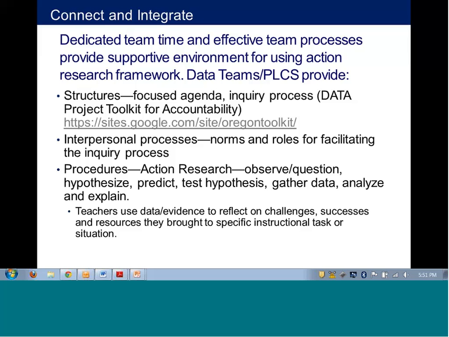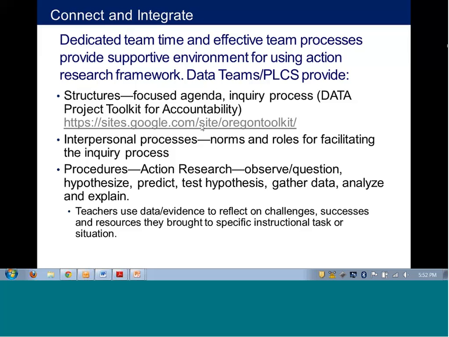A statewide, as Mickey once said, the first vision of it was a statewide professional learning community. And you actually have that in Oregon, where you have individuals coming together locally, regionally, and statewide to figure out from the data what the next sets of needs are. And out of that have come structures to support collaborative teamwork, to support the use of data. So structures can provide you with those focused agendas and that inquiry process.